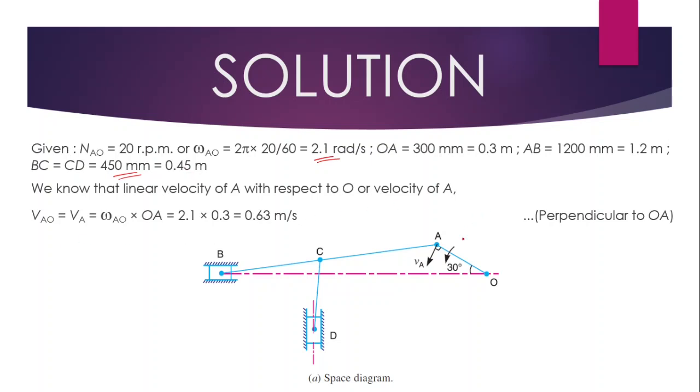Then the linear velocity of A with respect to O, V AO, is equal to omega AO into AO, omega into R, and V AO is equal to the absolute velocity of A, because the point O is at rest. That's equal to V A is equal to omega AO into OA, that's equal to 2.1 into 0.3, that's equal to 0.63 meter per second.